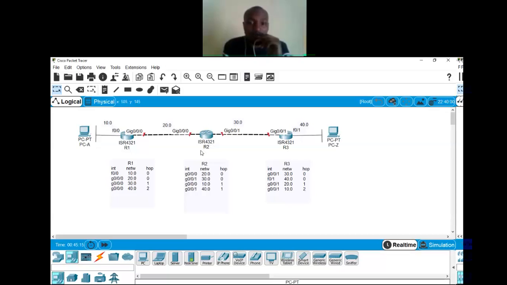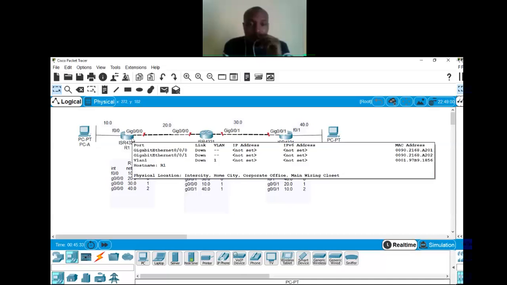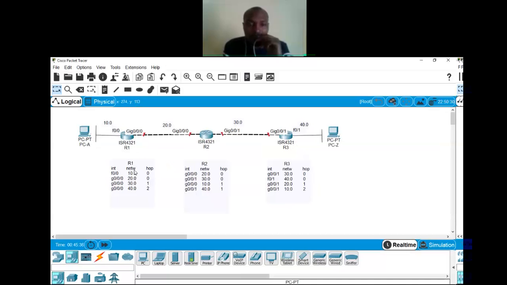R2 checks its routing table. Okay, it's coming from 40, going to 10. Do I know about network 10? Yes. It's not directly connected to me because of the hop count of 1. It's connected to my friend, but my work is just to forward it to gig 0. So slides to R1. R1 checks, you're going to network 10, you're coming from 40. Network 10 is directly connected to my F00, and then the data goes to PCA. PCA now officially receives an echo reply.